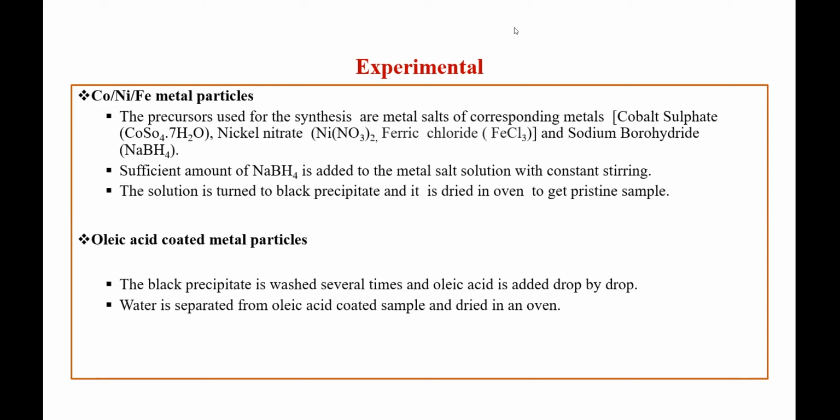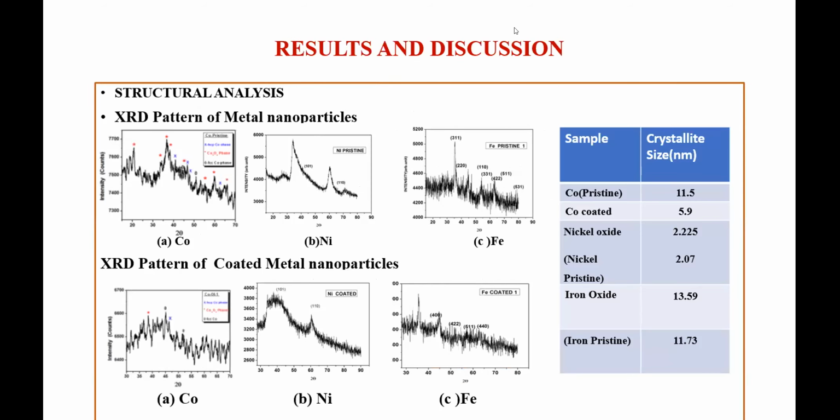Oleic acid is then coated on these metal nanoparticles. For this, the black precipitate is washed several times and oleic acid is added drop by drop. Water is separated from this oleic acid coated sample, which is fully coated with the oleic acid, and they are dried in an oven. The structural characterization was carried out by XRD analysis and also with FTIR measurements.